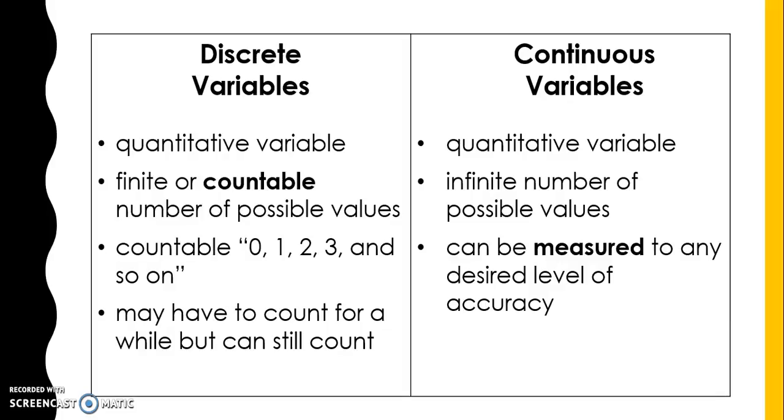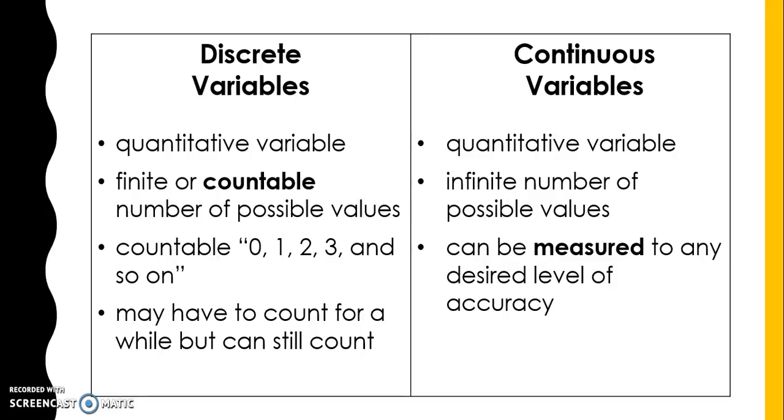In this video, we're going to look at discrete and continuous variables. So the first thing you'll notice in this chart is that they're both quantitative variables. So we're extending one step further in the quantitative variables. So discrete variables are a finite or countable number of possible values.